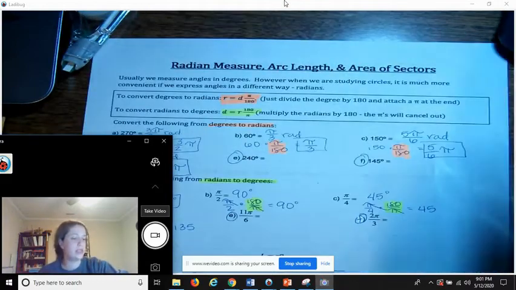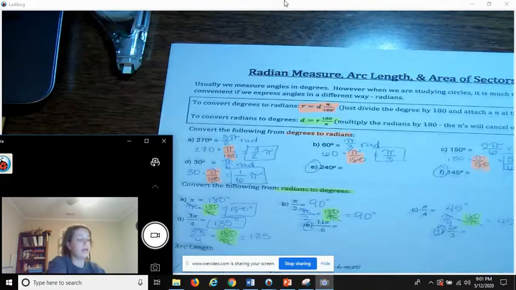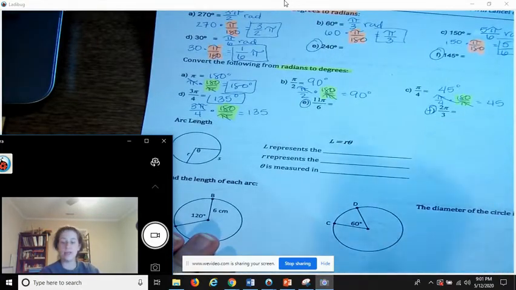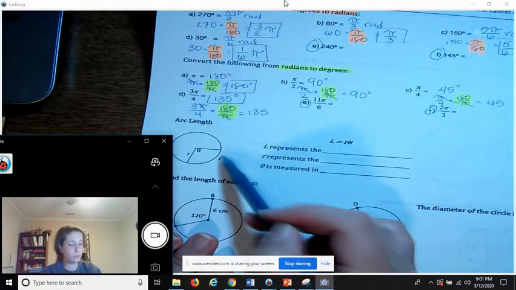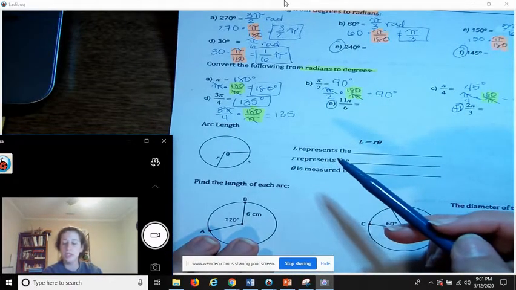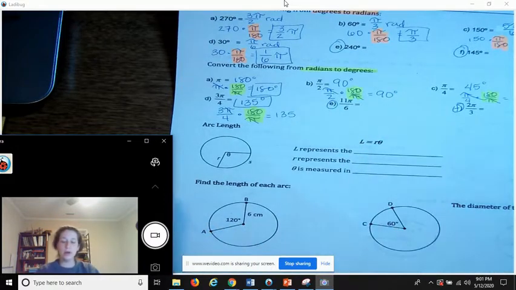We're going to go ahead and start talking about arc length. In arc length, we're looking at the measurement of this round part of the arc on a circle. In this formula, L represents your arc length.